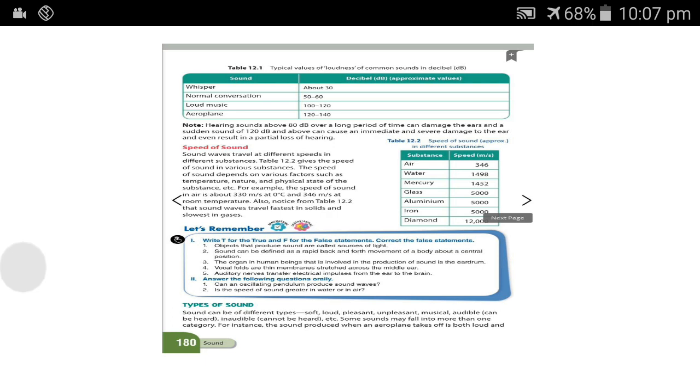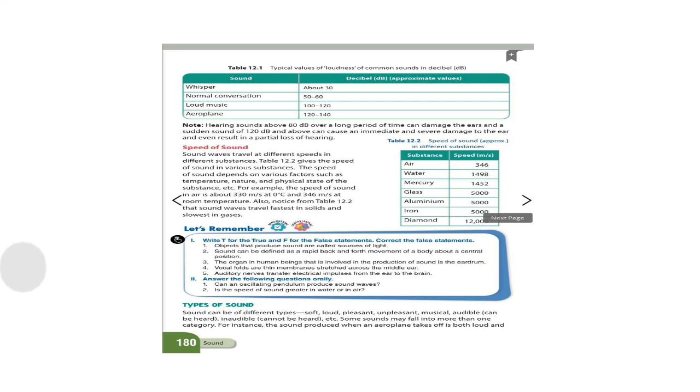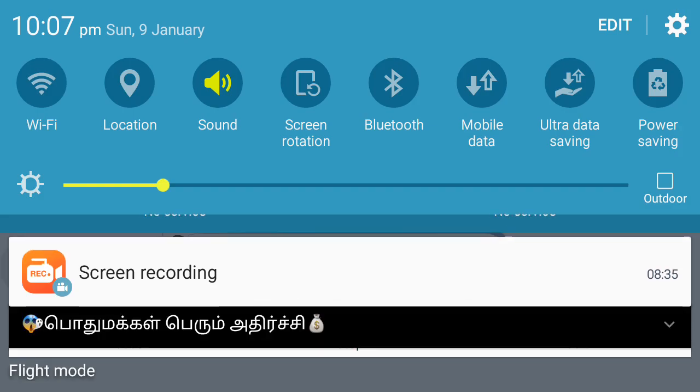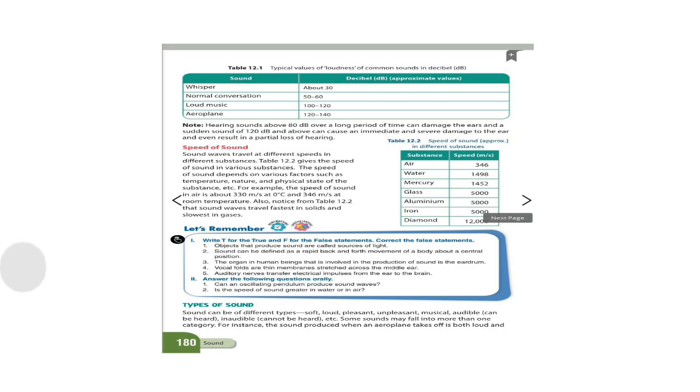All of you take your book and turn to page number 180. First question, let's remember. Write T for the true and F for the false statements. Correct the false statements.